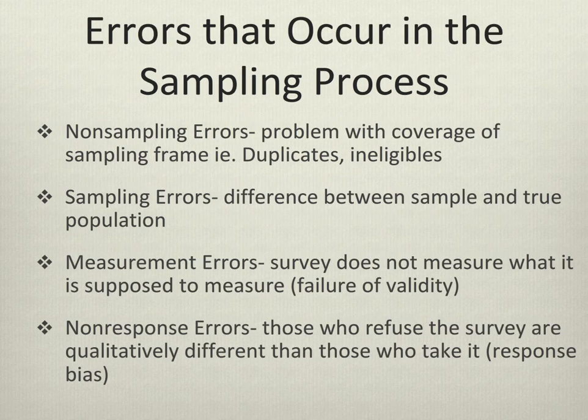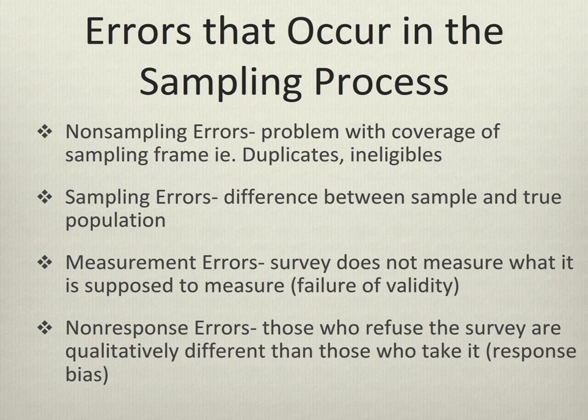Be aware that errors do occur in the sampling process, no matter how careful you are. First and foremost, there might be non-sampling errors. Maybe there's a problem with your sampling frame. Perhaps some people are on it duplicated, there's ineligible individuals on it, maybe it's not complete. In addition, there could be sampling errors. The difference between the sample and the true population. You could have an anomalous sample. This does happen on occasion.